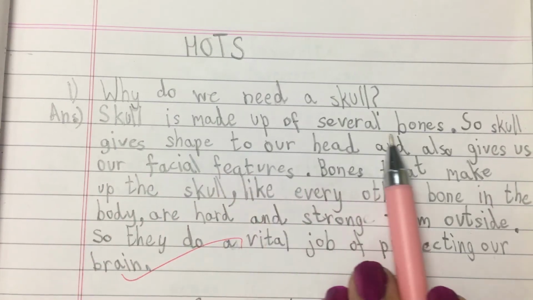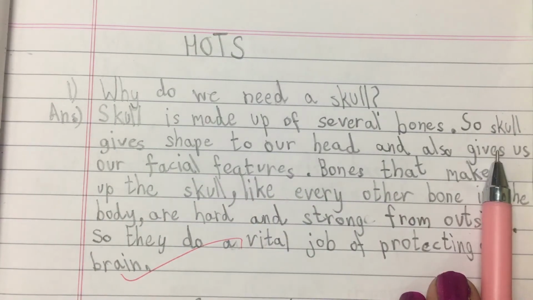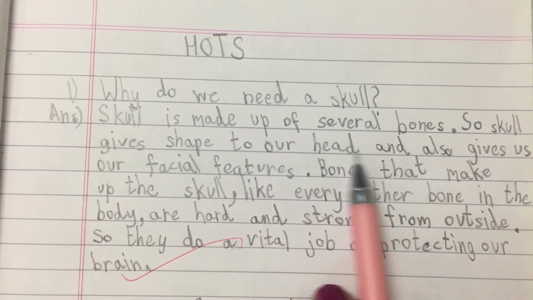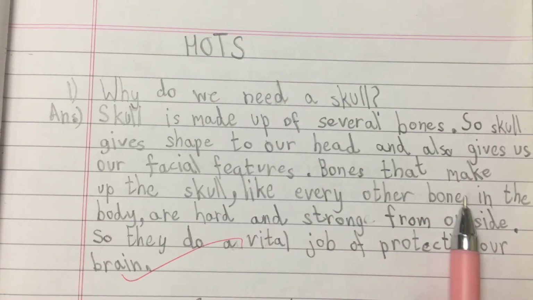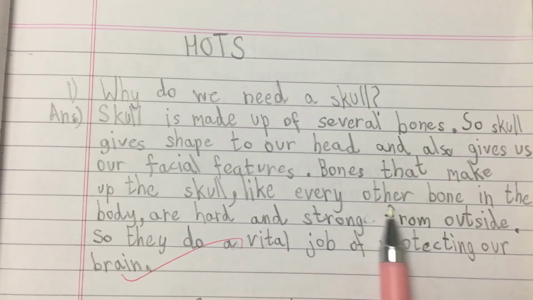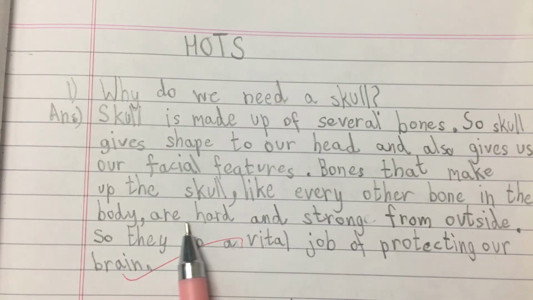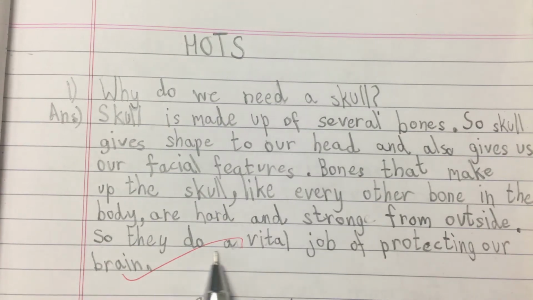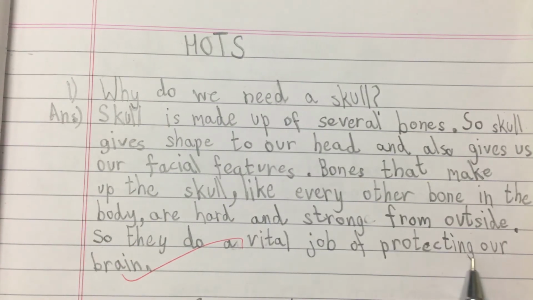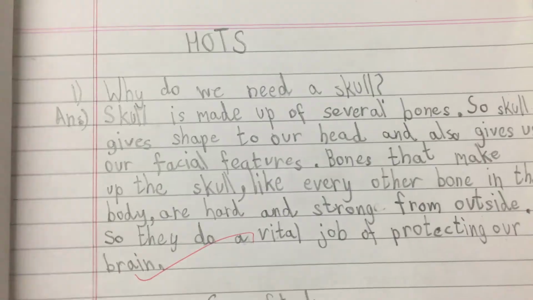And one more question is, why do we need a skull? Skull is made up of several bones, so skull gives shape to our head and also gives us our facial features. Bones that make up the skull, like every other bone in the body, are hard and strong from outside, so they do a vital job of protecting our brain.